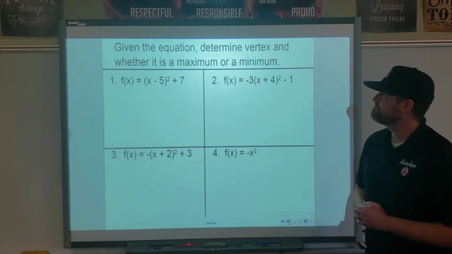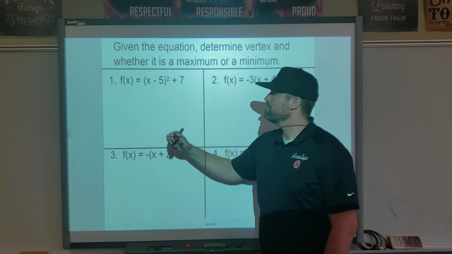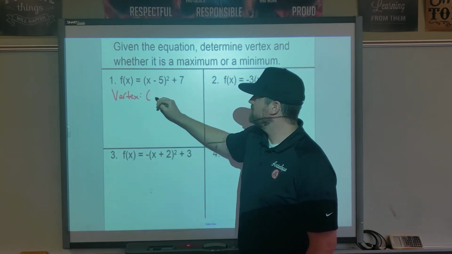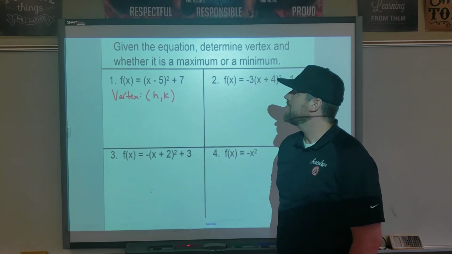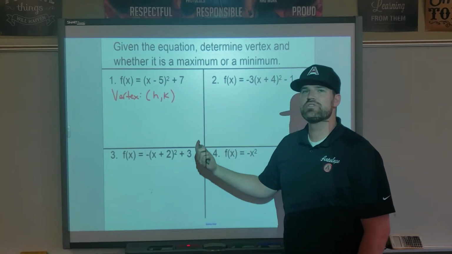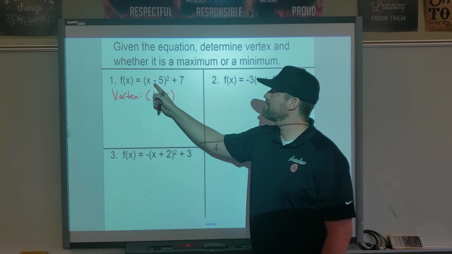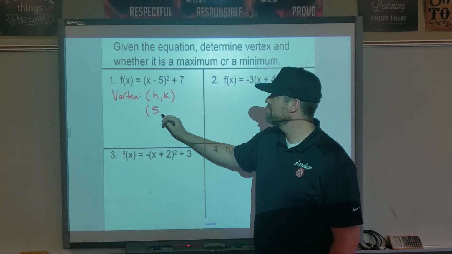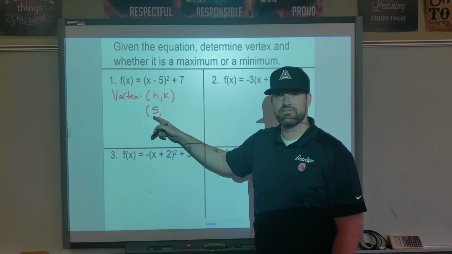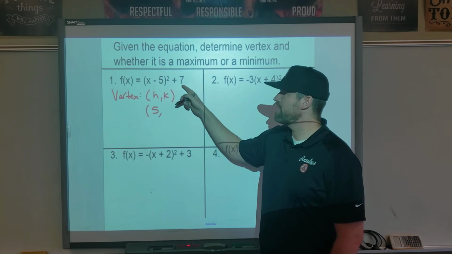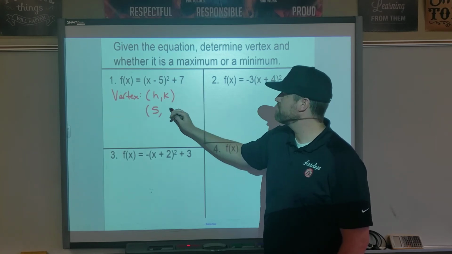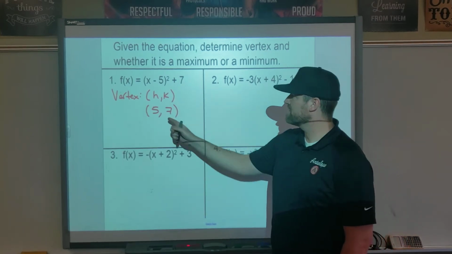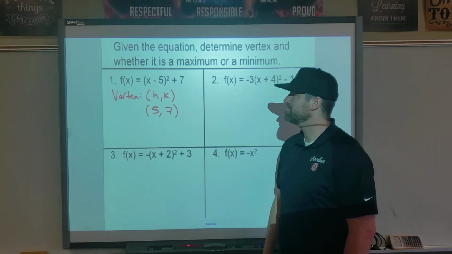So, some examples. This is in vertex form. We know that the vertex is at (h, k). And we know that in the equation, the h was negative, so we're going to do the opposite of negative 5. So the x-coordinate of our vertex is the opposite of this, so positive 5. But the k is just whatever is here, which is a positive 7. So our vertex has a y-coordinate of 7. So our vertex is (5, 7).